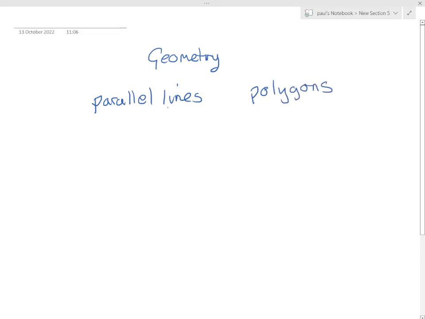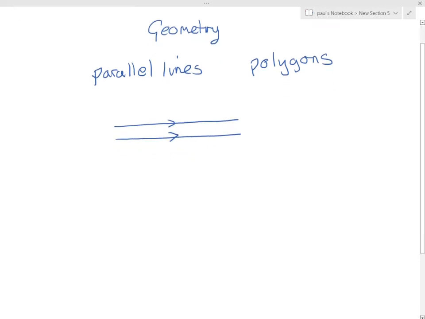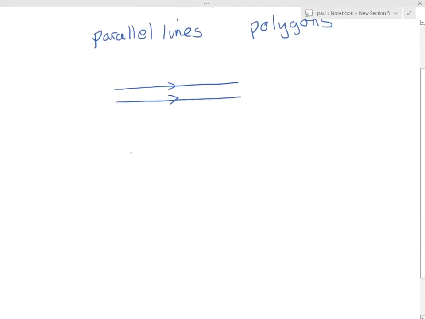Right, parallel lines. First of all, a parallel line is this. It's a line, and you have a little arrow on there to show that they're both parallel to each other. So, like railway tracks, they never get further apart and they never get closer together. And knowing that they're parallel lines, we can find out angles between them.